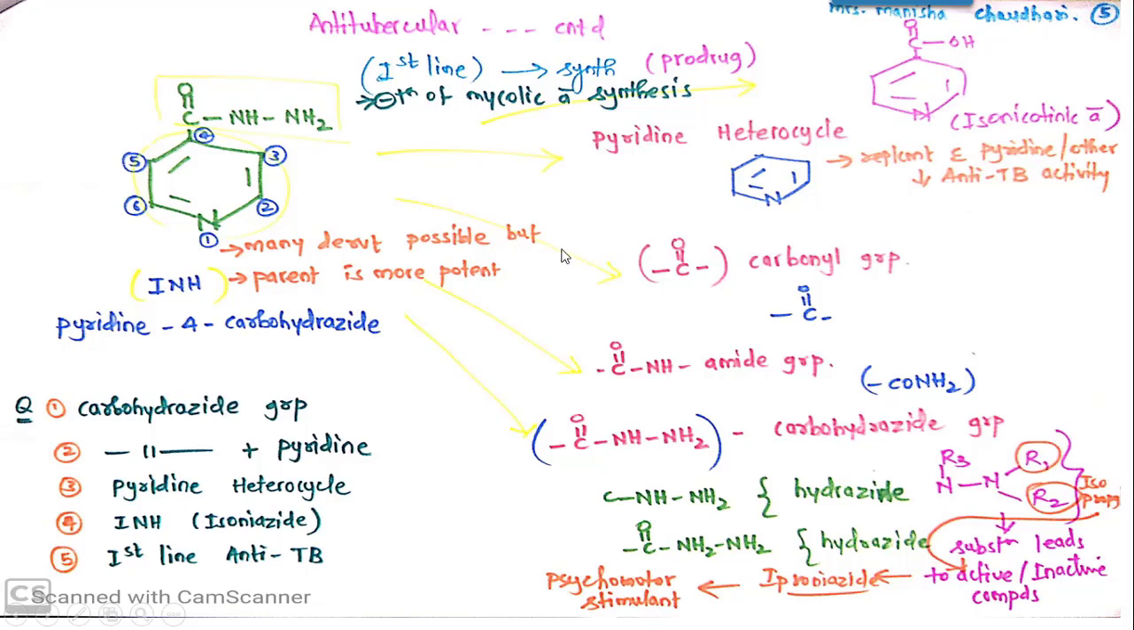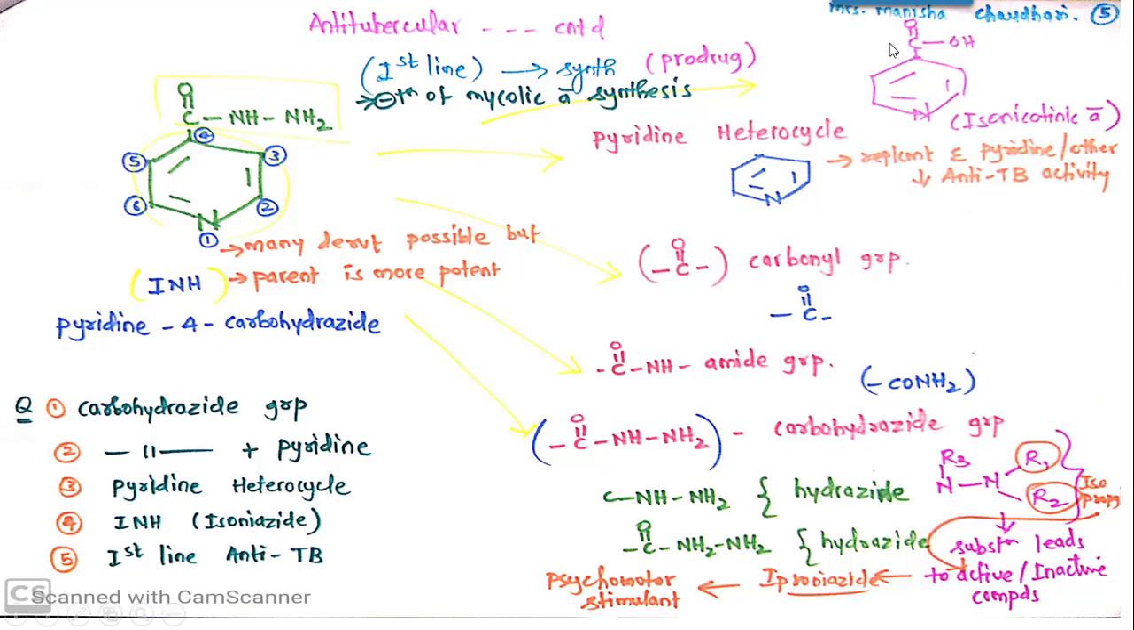According to the SAR, for INH many derivatives are possible if substituents are present, but the potent compound is isoniazide, the parent compound. The pyridine heterocycle present in INH can be replaced with some other heterocycle, but it leads to a decrease in antitubercular activity. It may provide some other activity, but if the pyridine ring is there, then it is responsible for antitubercular activity.